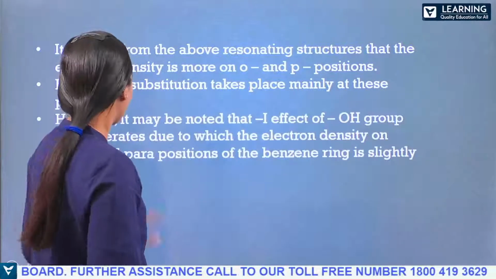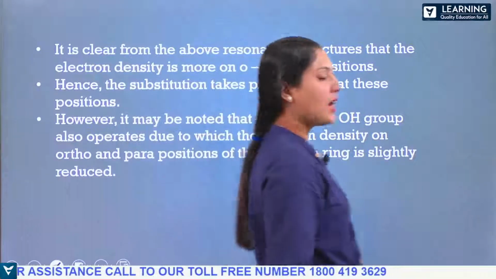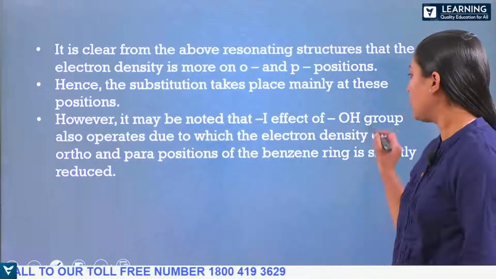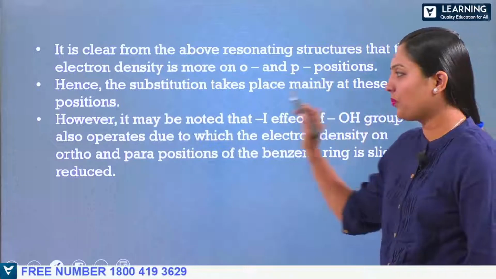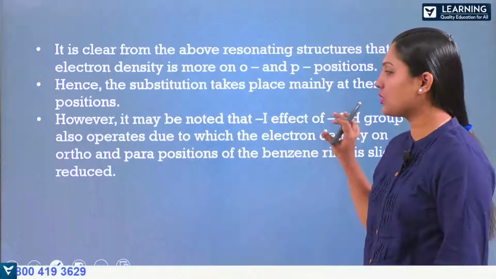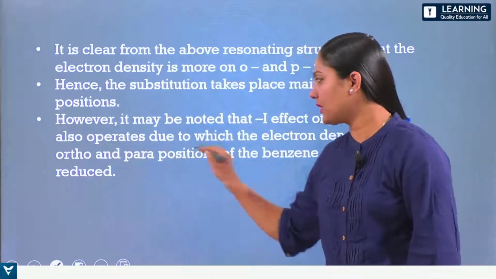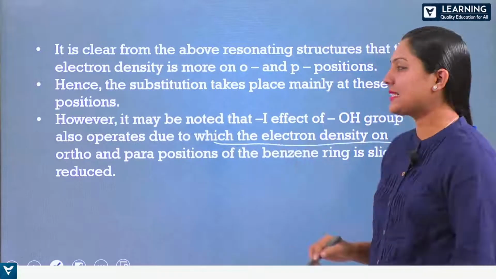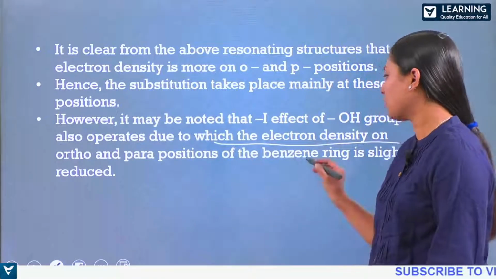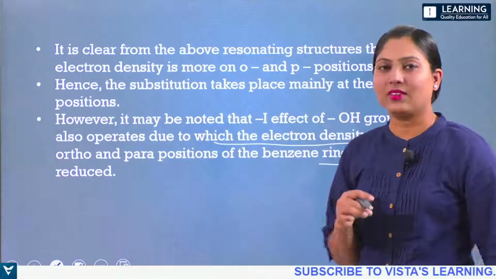So what happens? The electrophile will go to the ortho or para positions. However, it may be noticed that the minus I effect of the OH group, that is the induction effect, also operates, due to which the electron density on ortho and para positions of the benzene ring is slightly reduced.